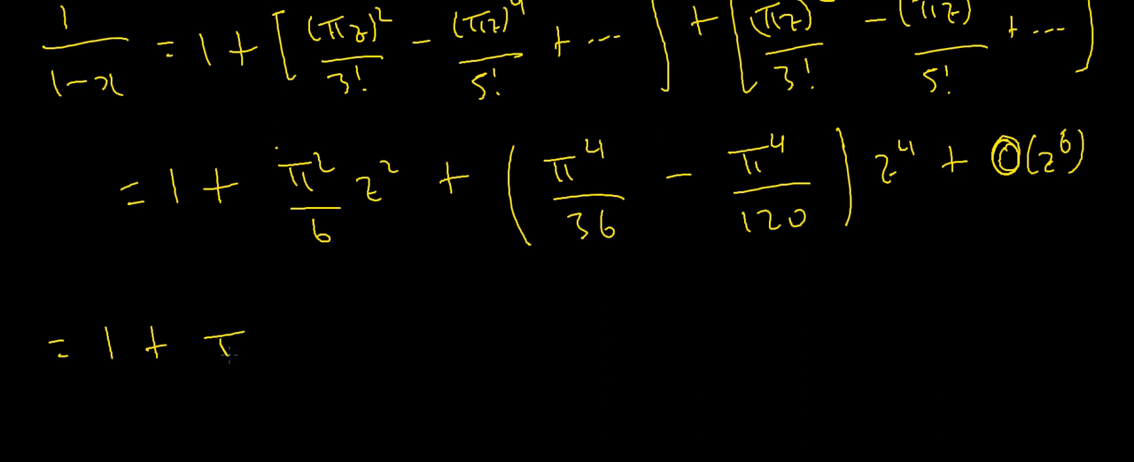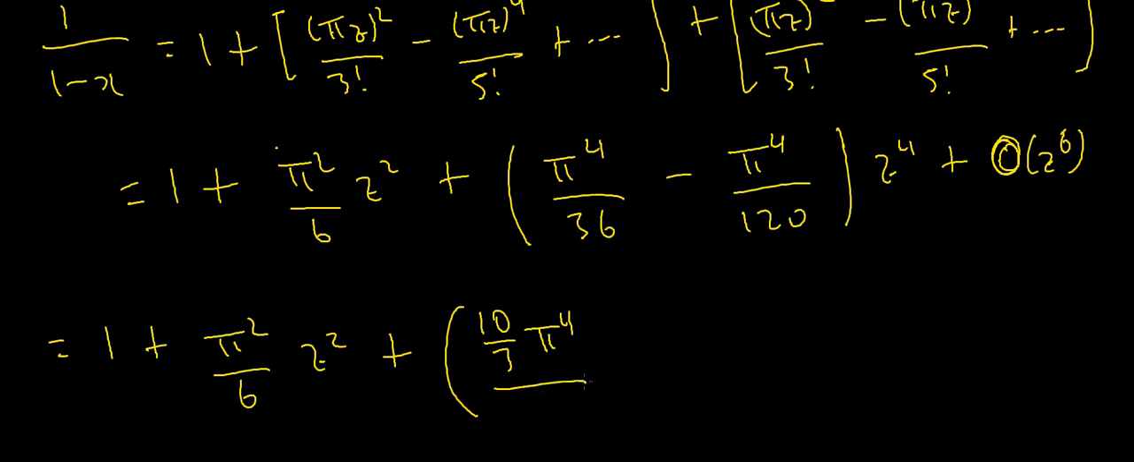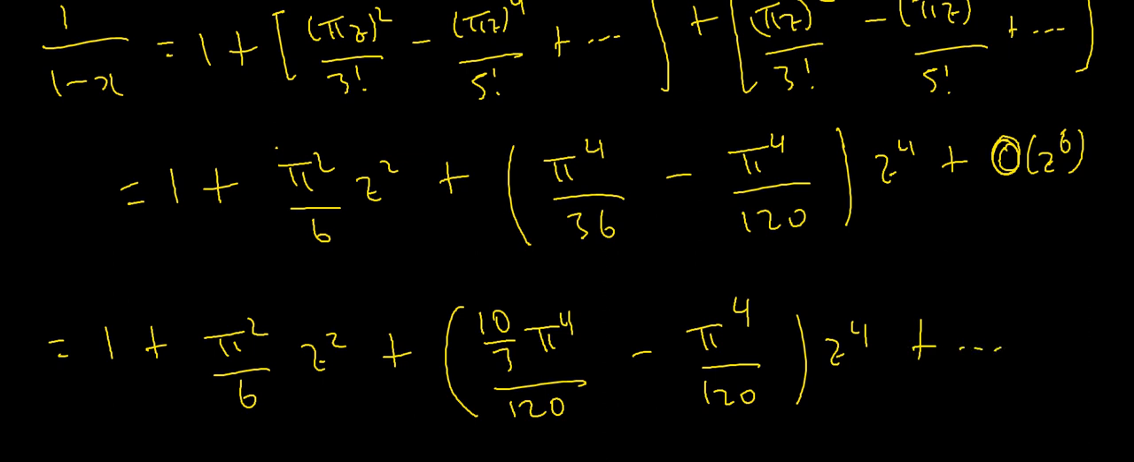That's 1 plus pi squared over 6 z squared plus this. And let's see if I can simplify that. Well, I noticed that I can take 36 and multiply that by something to get 120. So I can write the first fraction as, well, if I multiply the top and the bottom by 10 over 3, then I'm going to get 120 as a denominator here. So that's 10 over 3 pi to the 4 over 36, or is it 120? That's 120 minus pi to the 4 over 120 times z to the 4 plus higher order terms, or big O of z to the 6 if you prefer.